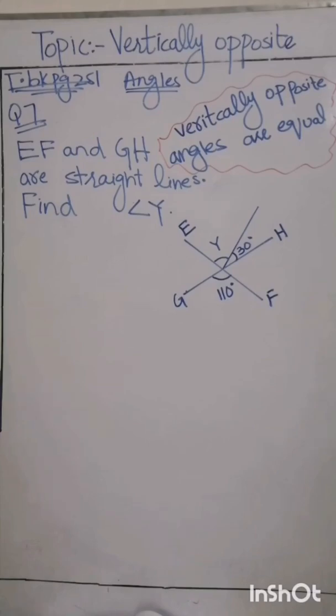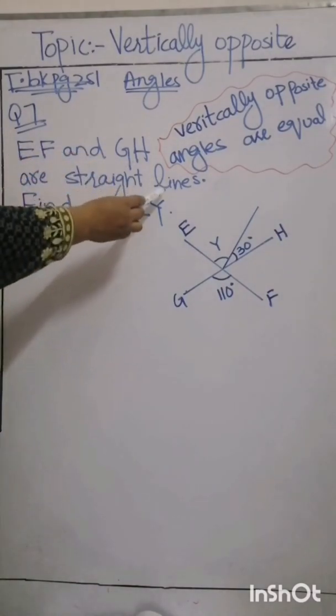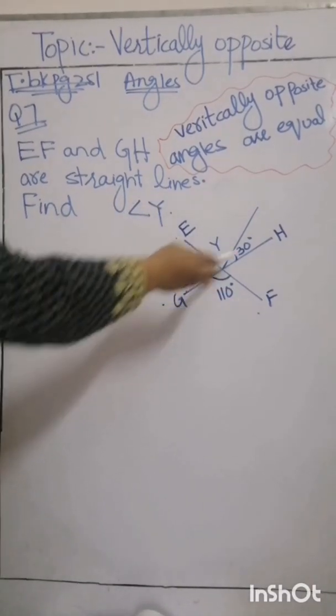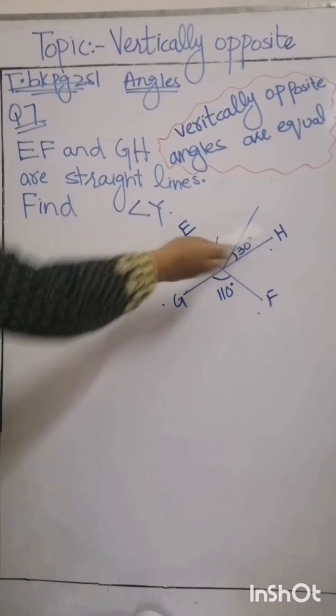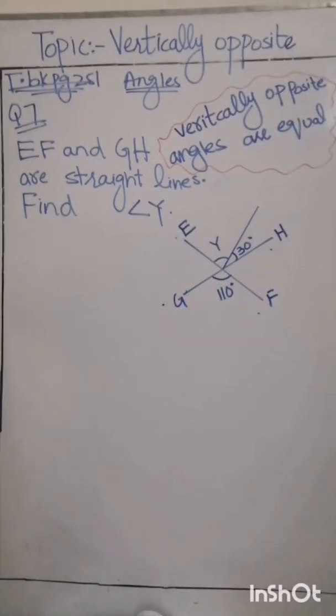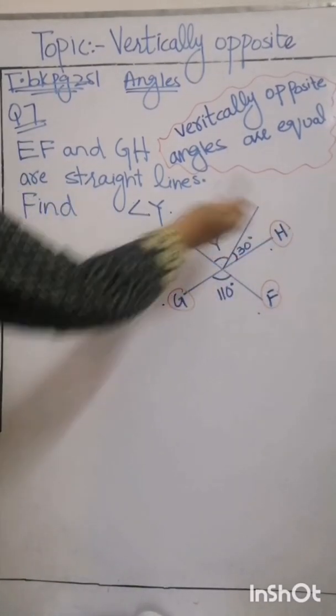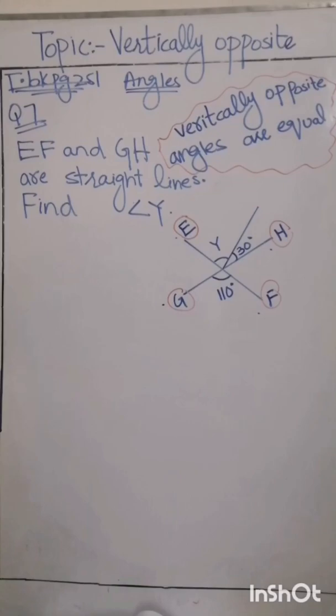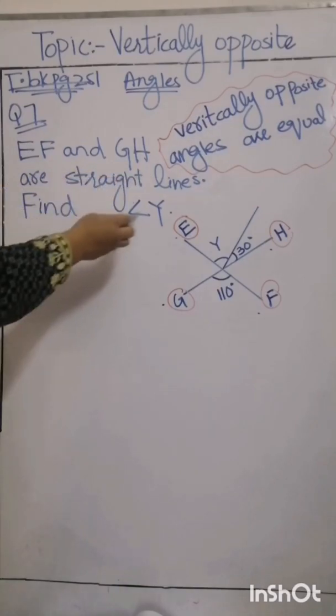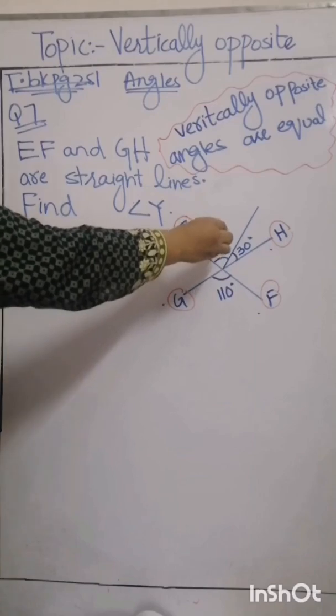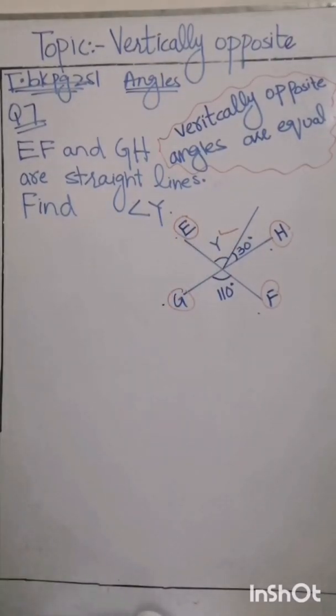Hope you understand the slides. Now we have some more practice questions from our textbook, page number 251. We have question number 7. EF and GH are straight lines. These two lines are straight lines. I am marking with red. Only these two lines, EF and GH, are straight lines. Find angle Y. We are going to find the value of angle Y.